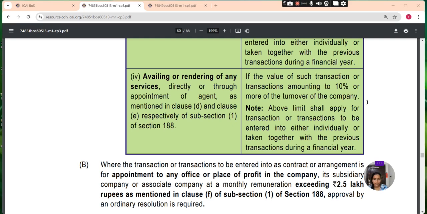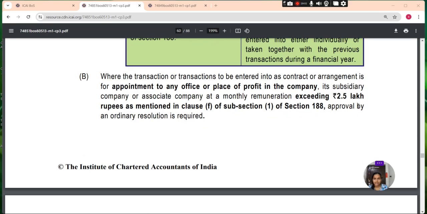Where the transaction or transactions to be entered into as a contract or arrangement is for appointment to any office or place of profit in the company, its subsidiary company or associate company at a monthly remuneration exceeding 2.5 lakh rupees, as mentioned in this clause of section 188, approval by an ordinary resolution is required.